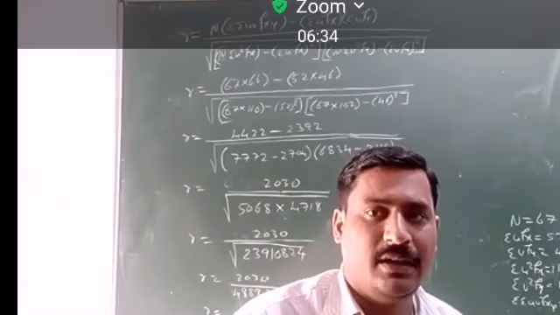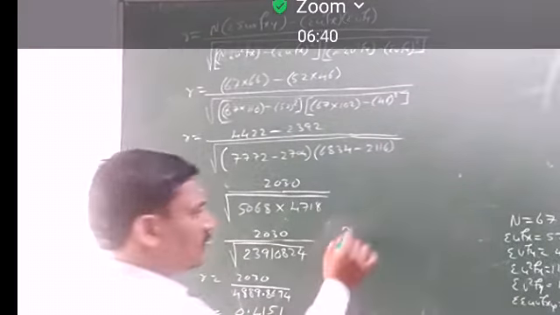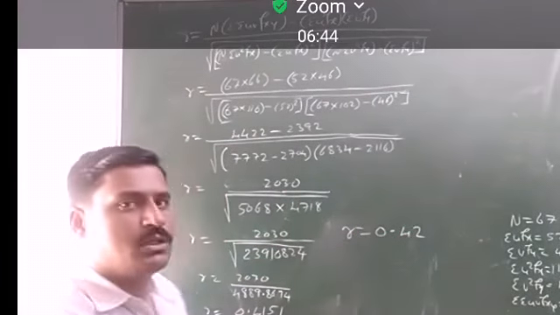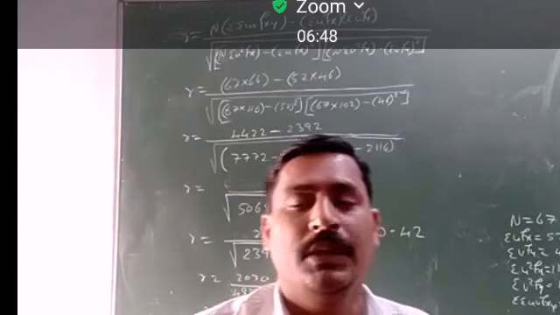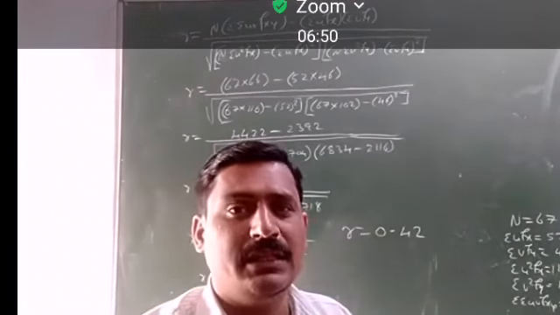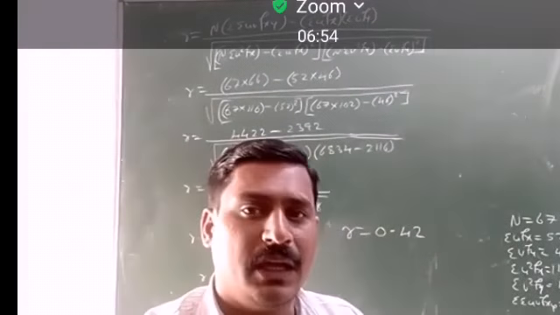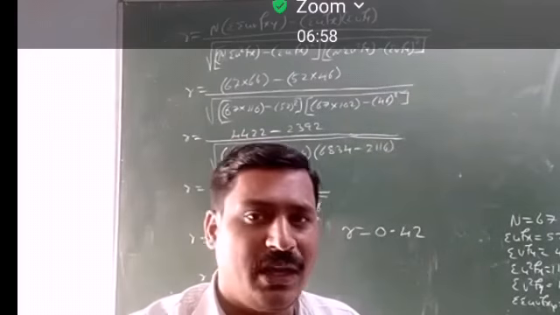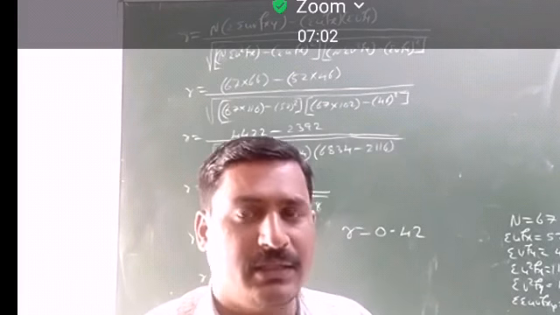0.4151, and the answer is positive here. So R is equal to 0.42, as we have a positive answer here. That indicates there is a positive correlation between the age and the marks, that is intelligence. As the age increases, intelligence increases.